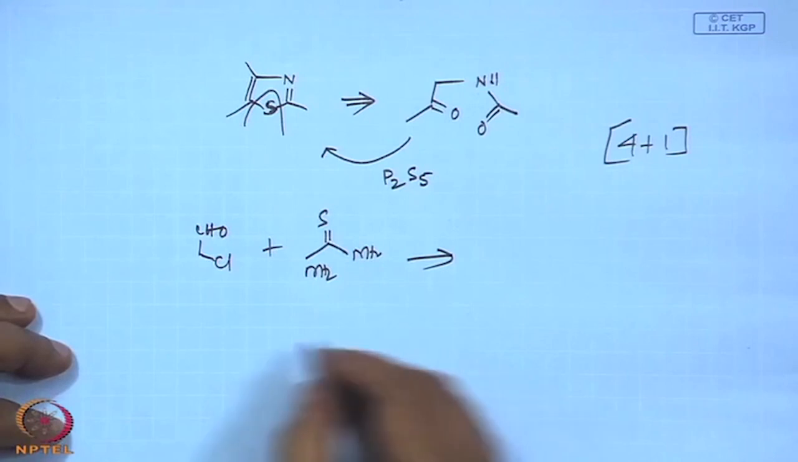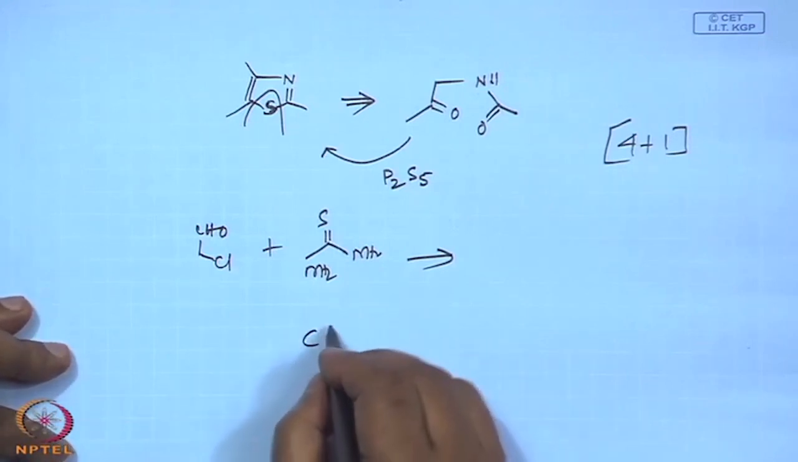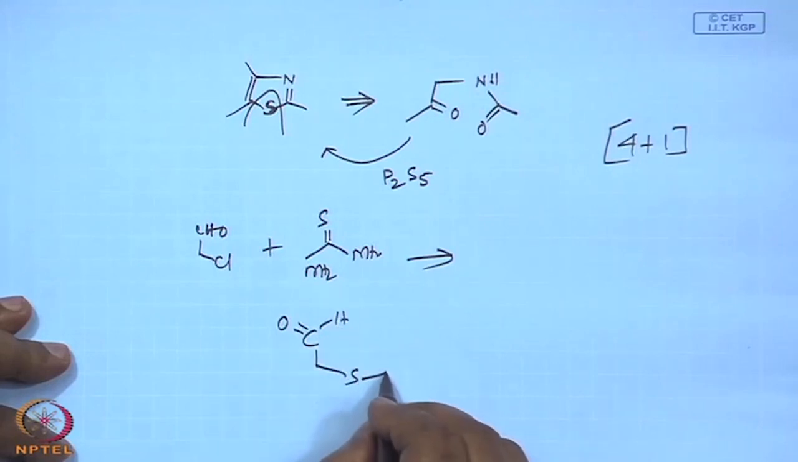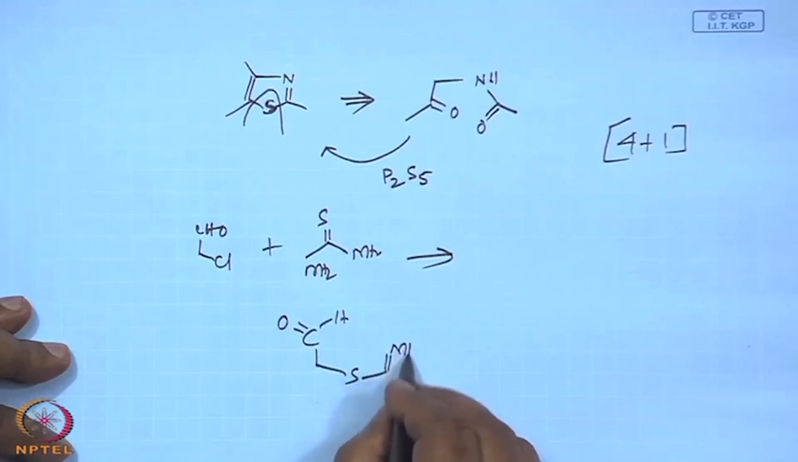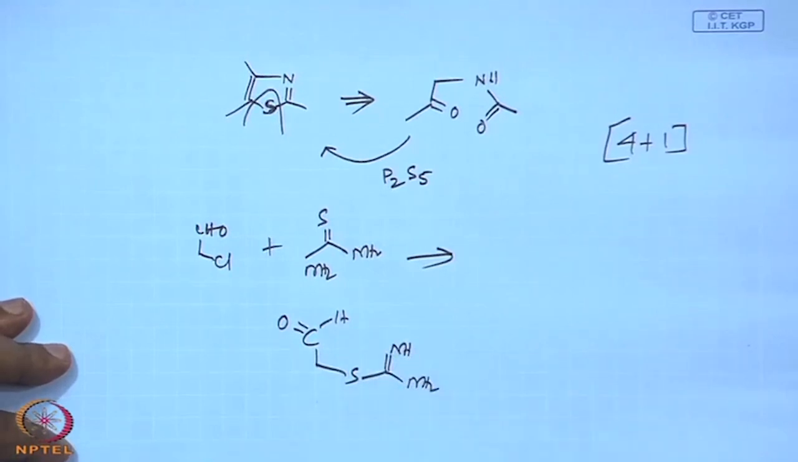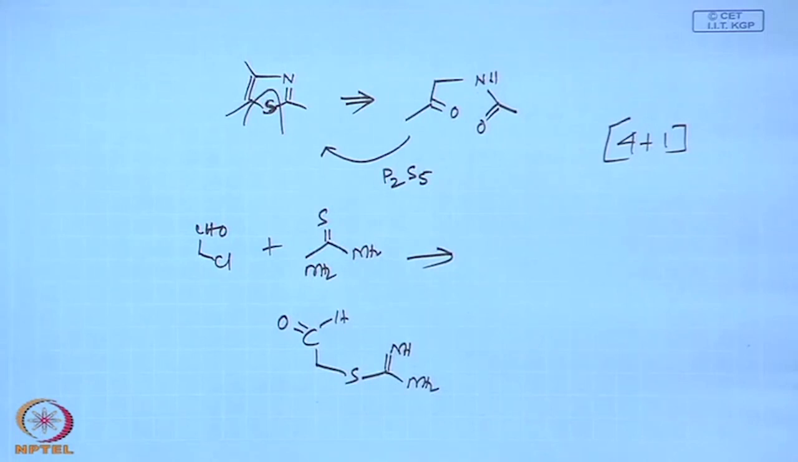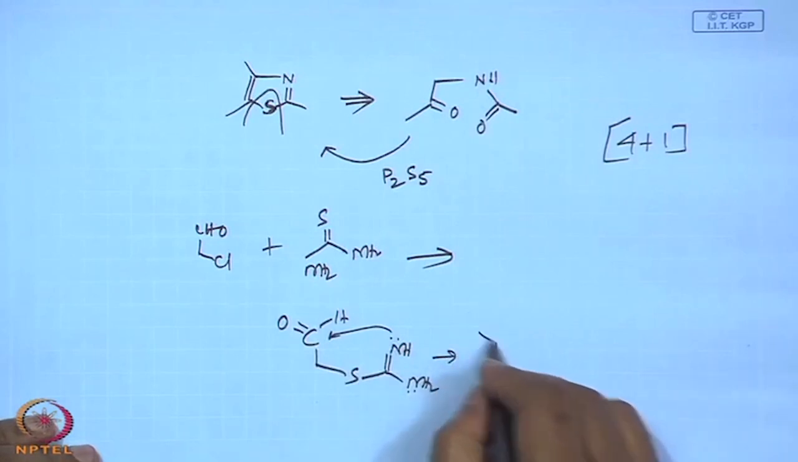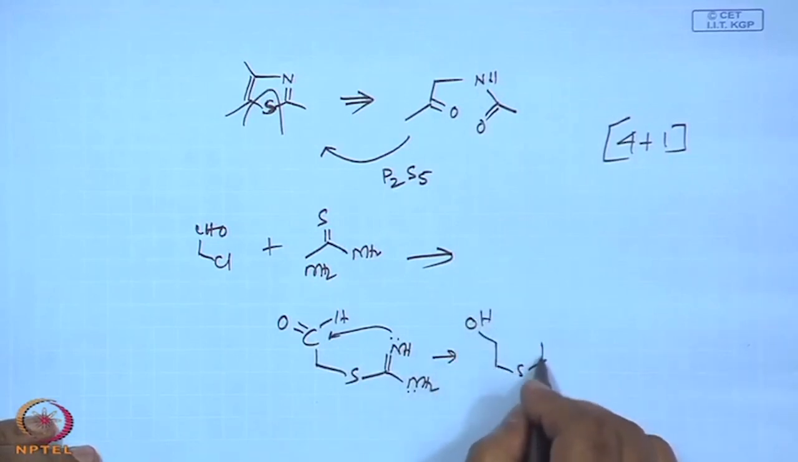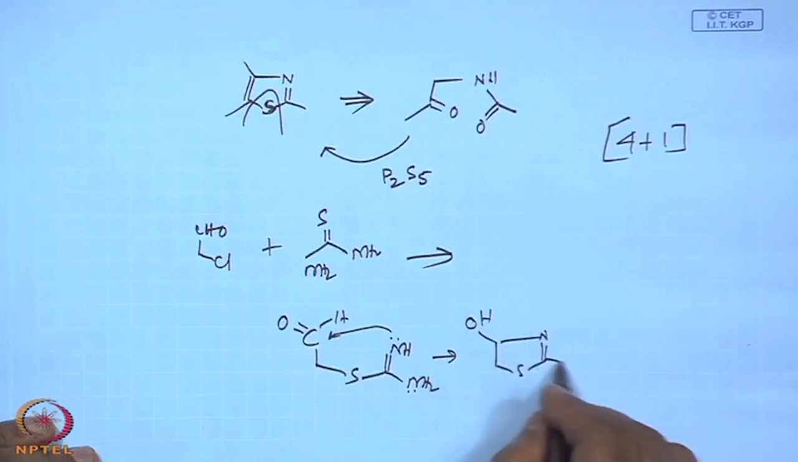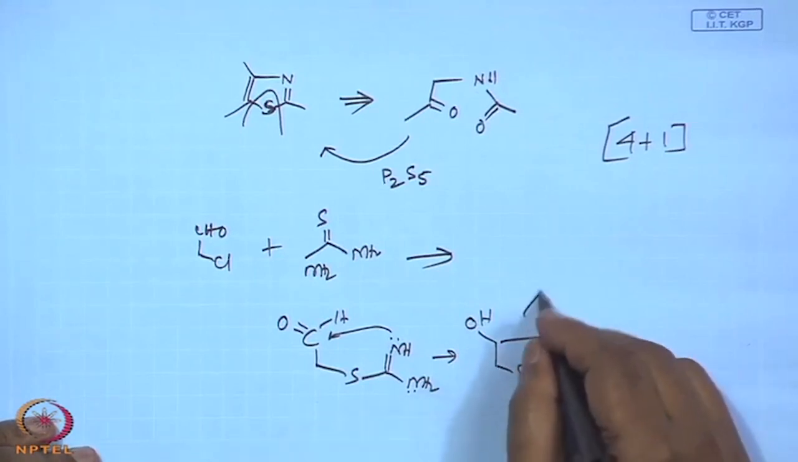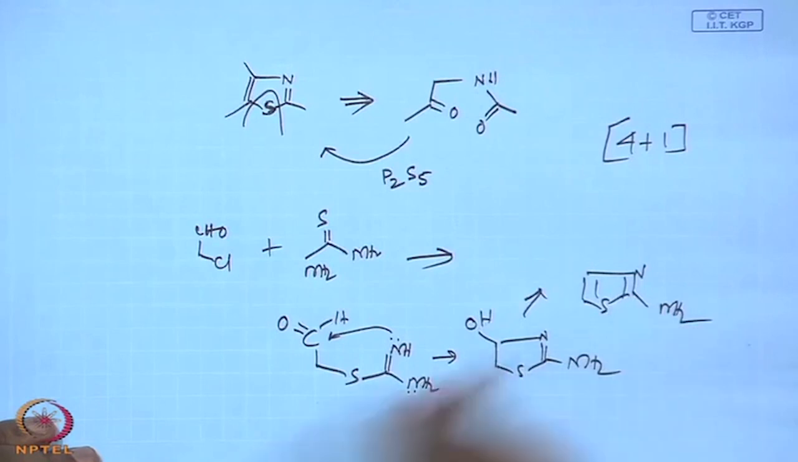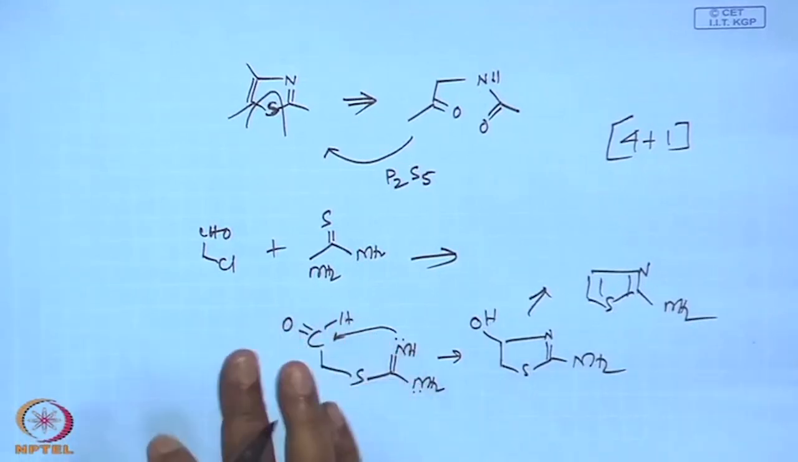So you have to think about this thing, that sulfur is a soft nucleophile, so it is likely that it would replace this. And so sulfur would attack this one, right, and then OH sulfur, and then this is nitrogen and this NH2. And then of course, what you will be getting? You will be getting these aminothiazoles. So aminothiazoles.